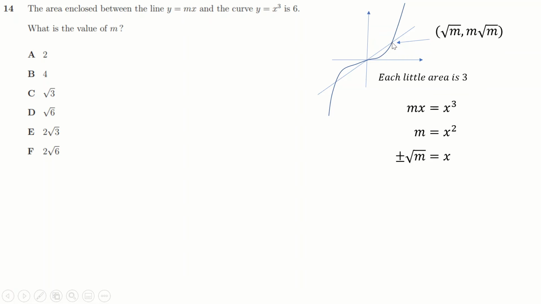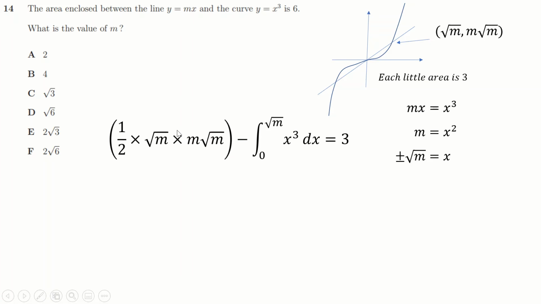Now I could do two lots of integration. I want to find this little area. I know it's 3, but I want to express it anyway. So I could integrate the line between 0 and root m, but it's just a line, which means the area underneath that is just a triangle, right? And it's got a base of root m and a height of m root m. So the area of that triangle is just a half times root m times m root m, half base times height. And now I will take away the integral of x cubed between 0 and root m, and apparently that answer is 3.